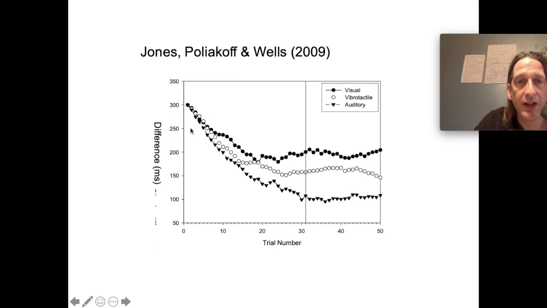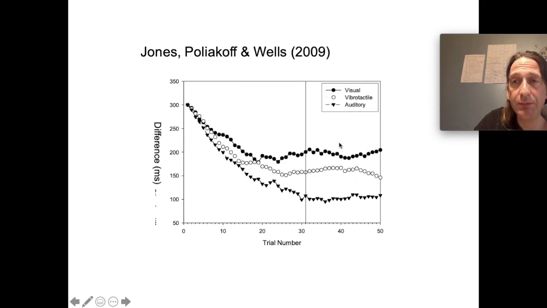So you can see at trial 1, there's a difference between the standard and the comparison durations of 30 milliseconds. This is the average data. If you looked at an individual's data, you'd see that it kind of bounces up and down. But in the average data, you can see that it levels out. It finds the difference threshold. And you can see that it's highest for visual, lowest for auditory.